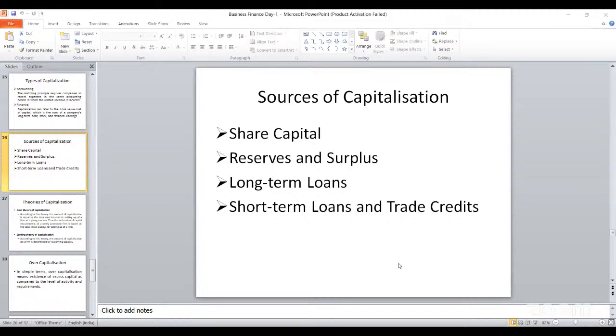That is the proportion of your various securities that are issued to raise the total amount of your money, the total amount of your cash. That is referred to as your capitalization. Reserves and surplus are nothing but what you will be incurring from your share capital.